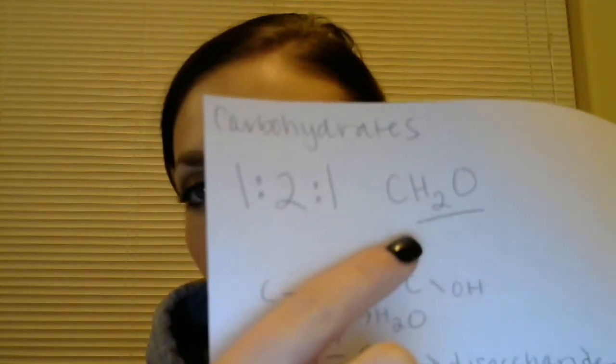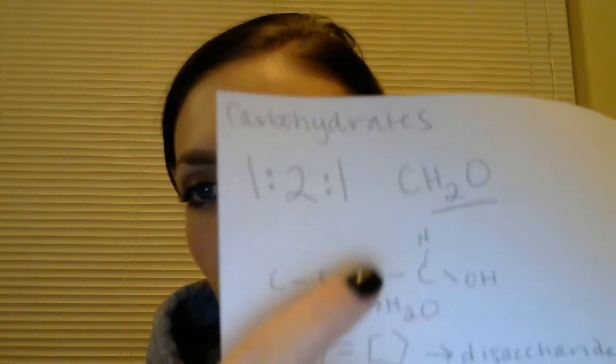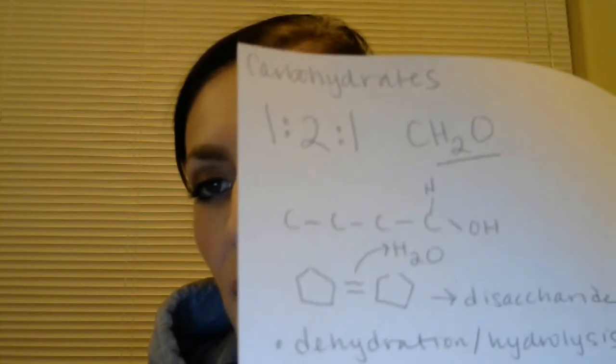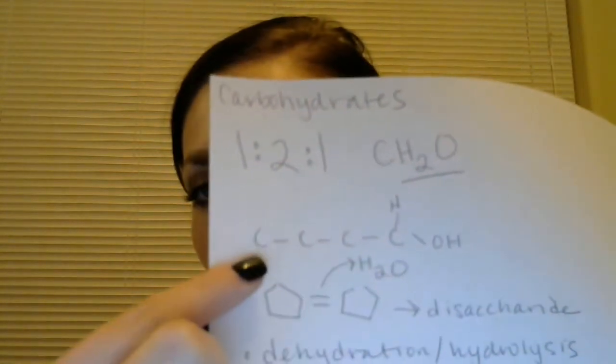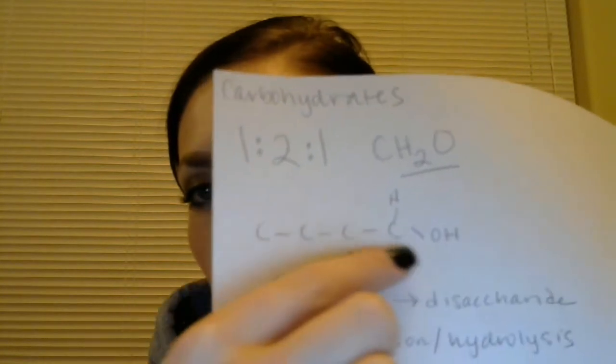Here's an example of a carbohydrate. This is a simple sugar. These then look like this. They have these carbon chains with the hydroxyl functional group.